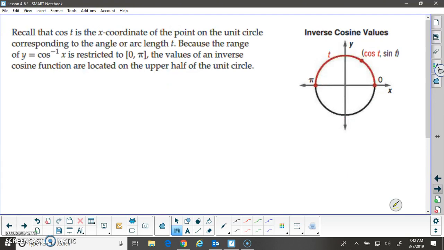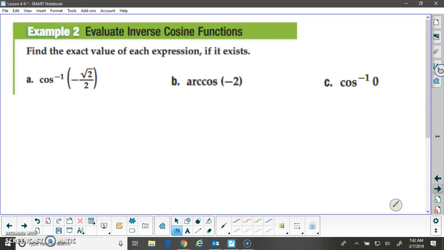So the restricted domain on cosine is from 0 to pi, which means we'll be working with the first quadrant or the second quadrant for a cosine inverse. So a couple of examples.